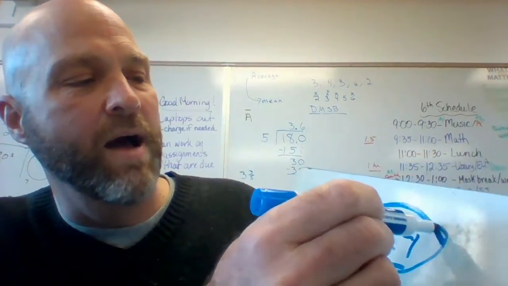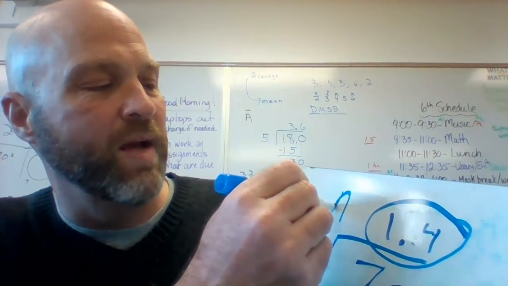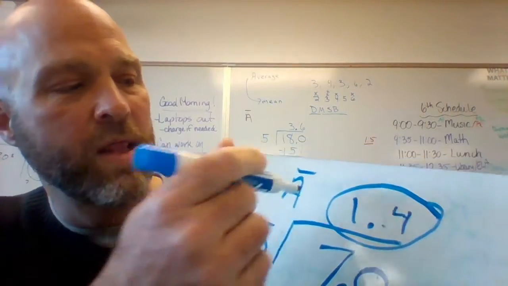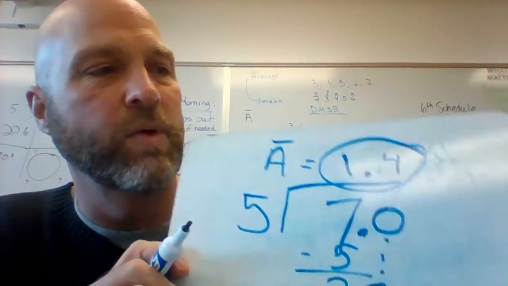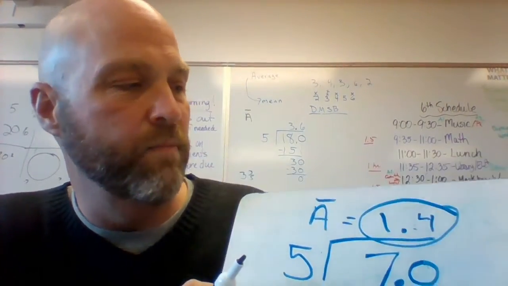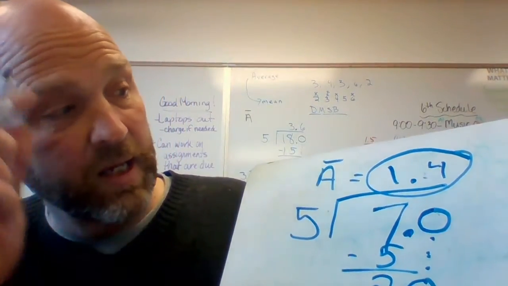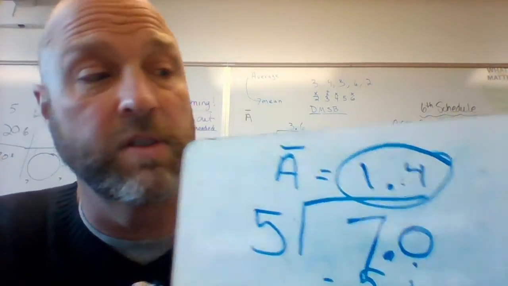So the average, and sometimes, remember we have that hat that we use for repeating numbers? You'll see that a lot too. The average of the data set that we just had is 1.4, which should make sense. Remember we had 1 and 2/5, and 4/10 and 2/5 are the same thing.